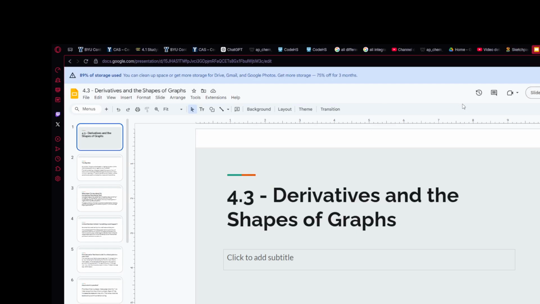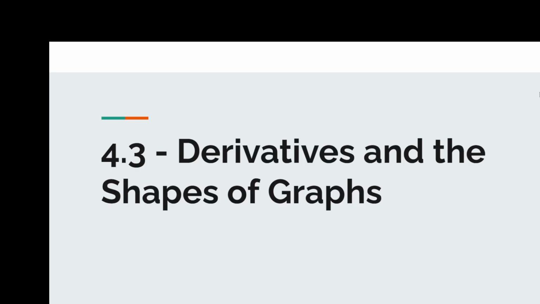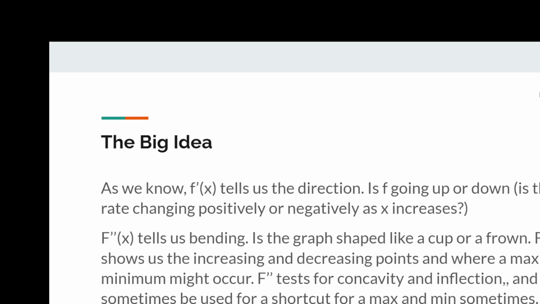Alright, so 4.3, derivatives and the shapes of graphs. Pretty intuitive, pretty logical here, so we'll get through. So what does f prime say about f? Well, f prime tells us the direction in which the function is heading.